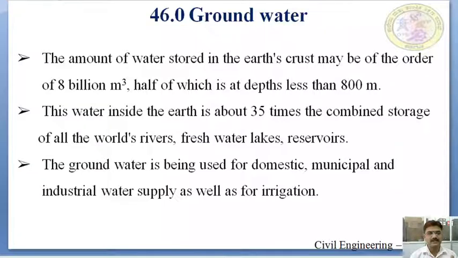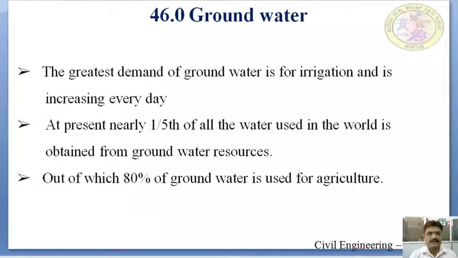The groundwater is used for domestic, municipal and industrial water supply as well as irrigation, which I explained in the previous slide. The greatest demand for groundwater in recent trends is for agriculture, and day by day it is increasing. At present, nearly one fifth of the water used in the world is obtained from groundwater. Out of this water, 80% is used only for irrigation or agriculture.